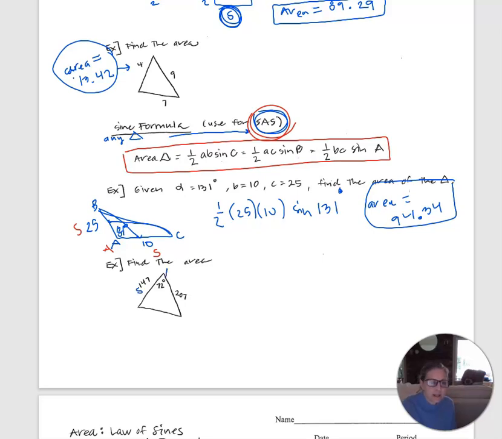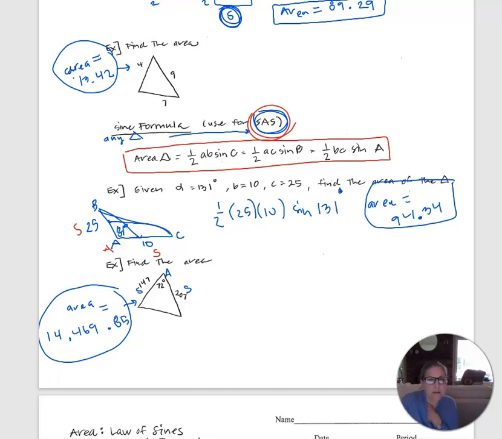Now, actually, the next one's a little bit easier because I gave you the picture. This is your side, this is your angle, and this is your side. Once again, I'm not going to work this one out, but I'm going to tell you it's a larger number. The area is 14,469.85. So this is the area for this triangle. Make sure that you're practicing these on your own.